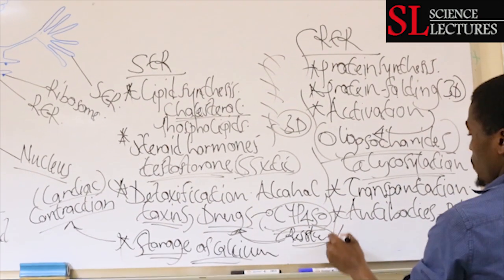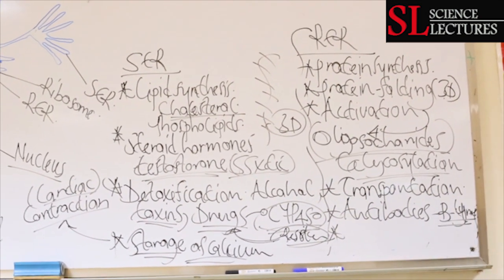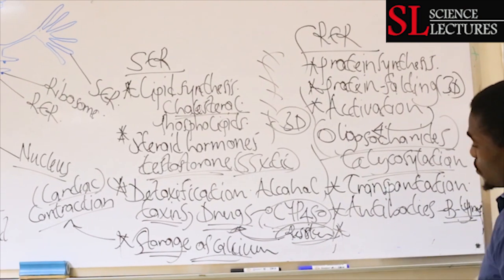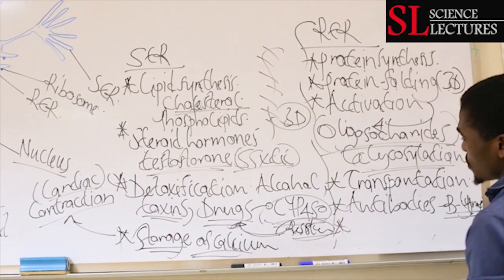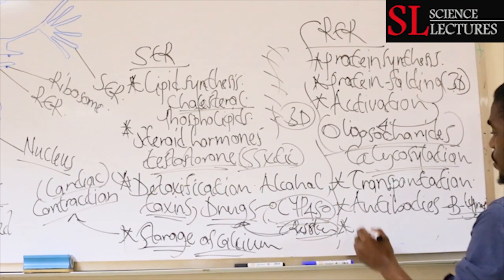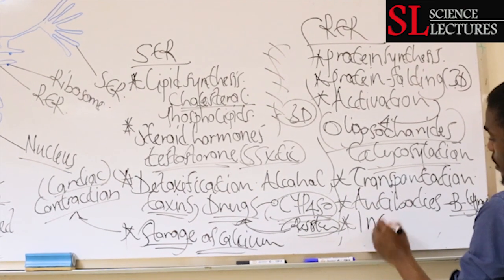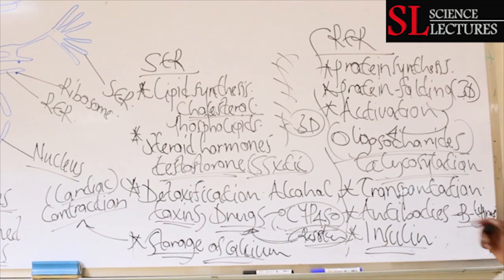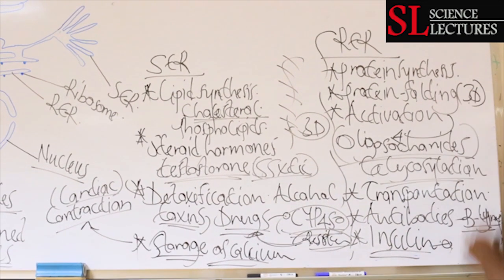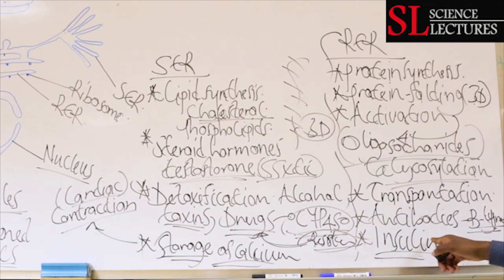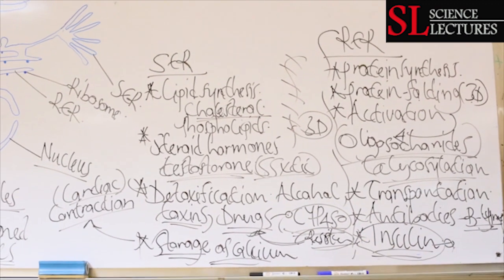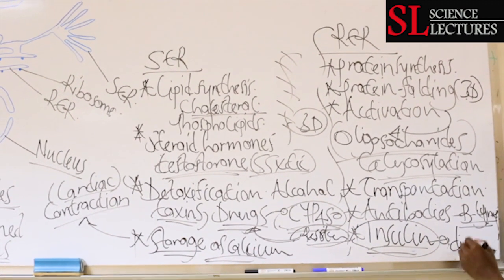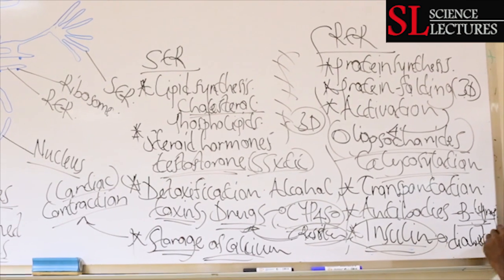Then what else is very important about the rough endoplasmic reticulum? This guy can also synthesize hormones. Like in the pancreas, we need the hormone insulin produced by the pancreas. So synthesis of insulin is done by the rough endoplasmic reticulum, which is very important to prevent things like diabetes.